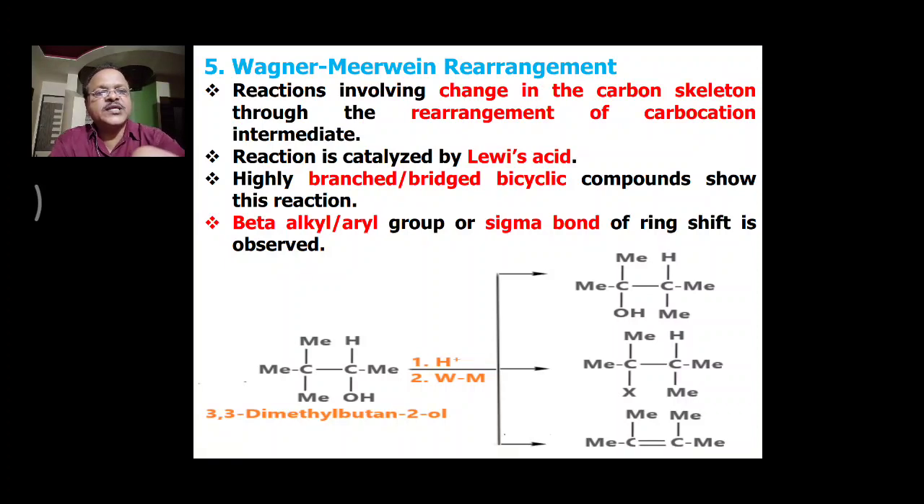This reaction is catalyzed by Lewis acid or Bronsted acid. It involves starting compounds which are highly branched or bridged bicyclic compounds. Another important thing about this rearrangement is that there is beta alkyl or aryl group shifting, or sigma bond shifting of the ring. So this is the statement of Wagner-Meerwein rearrangement.